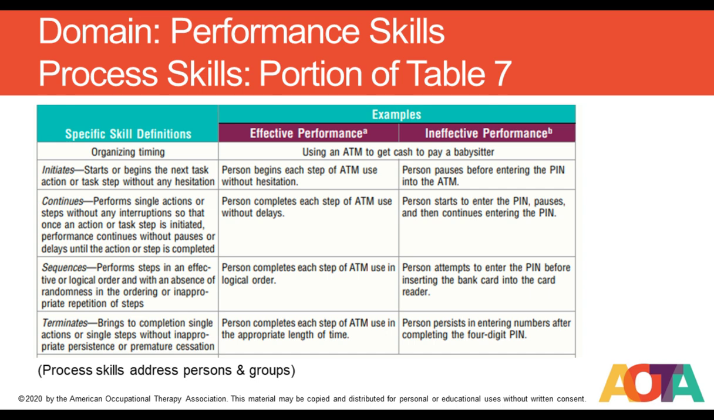Process skills focuses on persons or groups as clients. This portion of Table 7 presents the sample process skills subcategory of organizing time, with its individual process skills of initiates, continues, sequence, and terminates. Within the provided occupational example of using an ATM to get cash to pay the babysitter, descriptions of effective and ineffective performance are provided for each of the process skills.